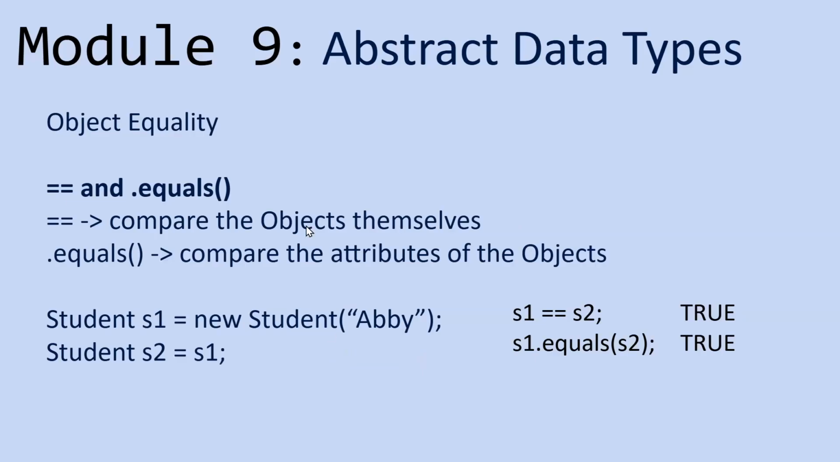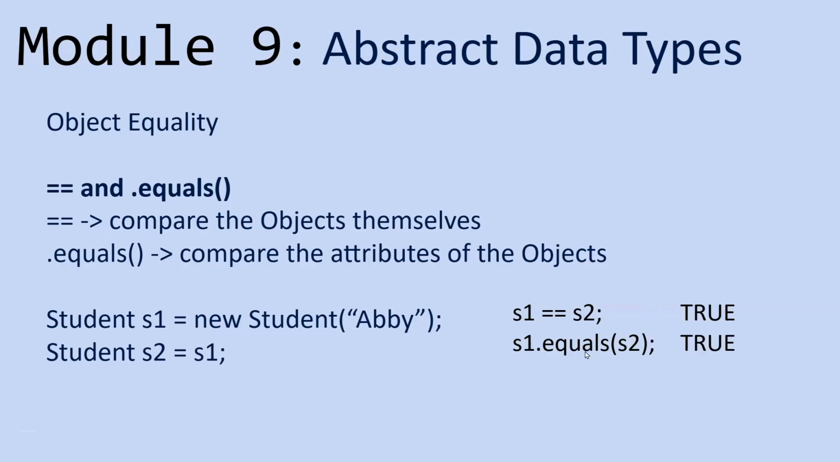But what about in this third example? Student s1 equals new Student with the name Abby, and then Student s2 equals s1. Well, I only called the constructor when I was creating the s1 variable, right? So for this first line, I made a new student. It's stored somewhere in my computer, and s1 stores its location. Then, when s2 is being set equal to s1, s2 is now going to refer to the same location as s1. So in these double equal signs, s1 and s2, like I just said, refer to the same location, so that's going to return true.